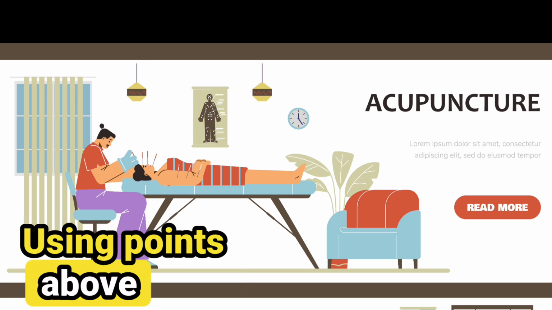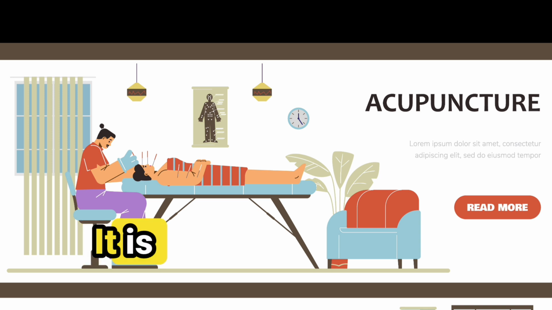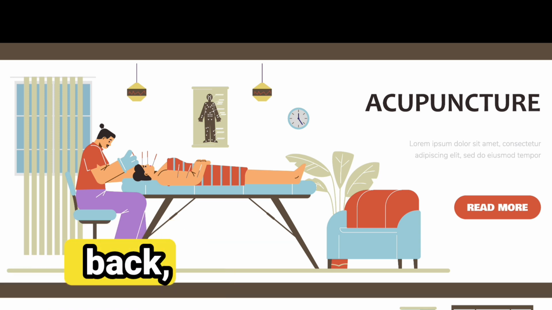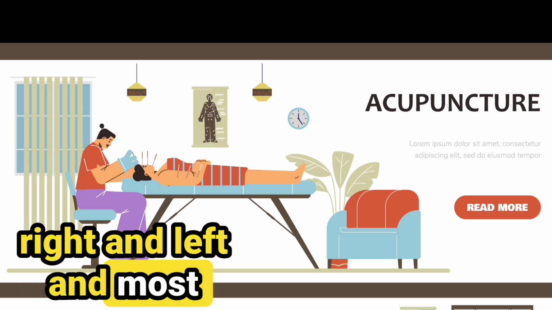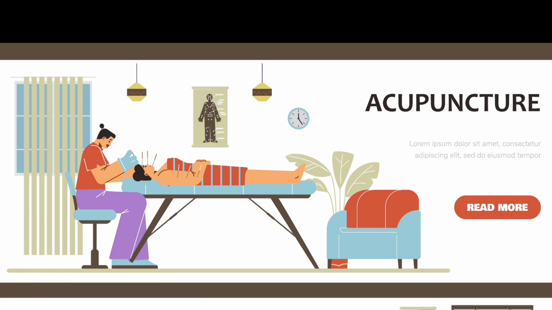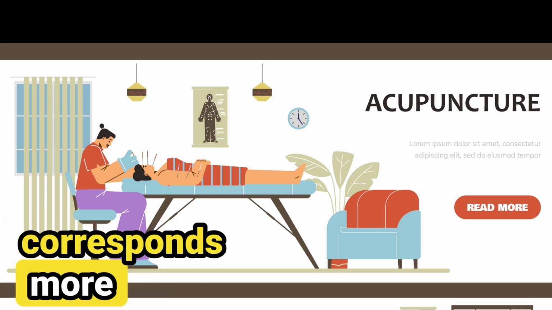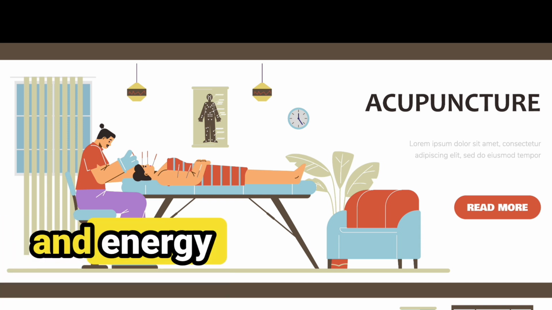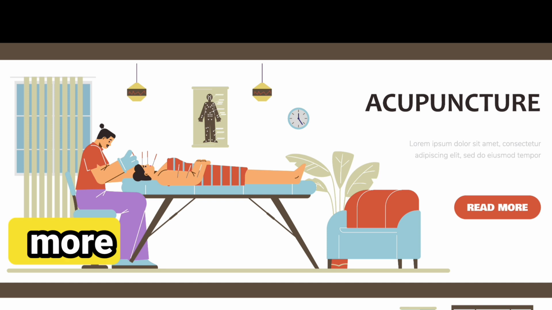Using points above and below. It is necessary to maintain a balance of energy in the body between front and back, right and left, and most important, above and below. The upper body corresponds more to the yang aspect, heaven, and to movement and energy, and the lower body corresponds more to the yin aspect, earth, and to solid matter.